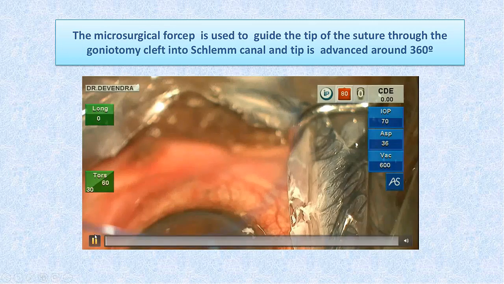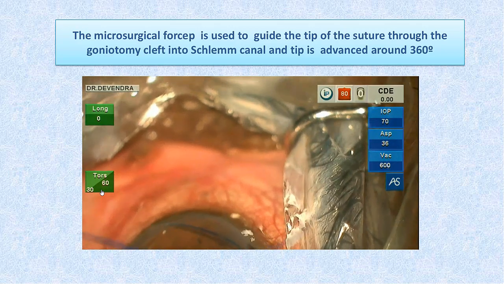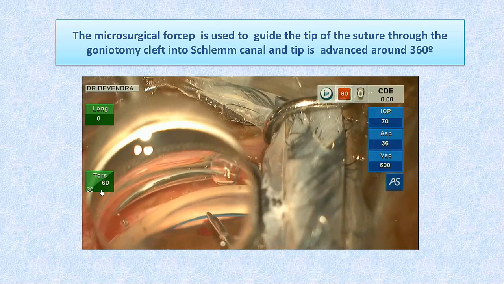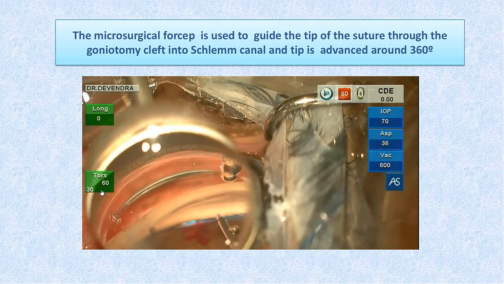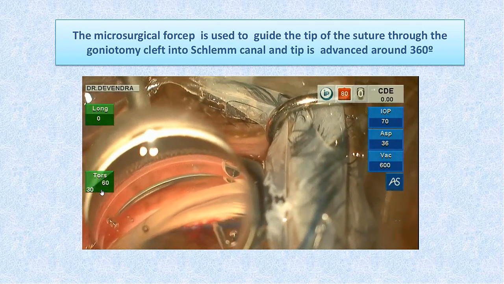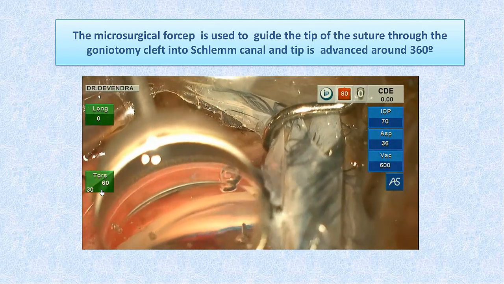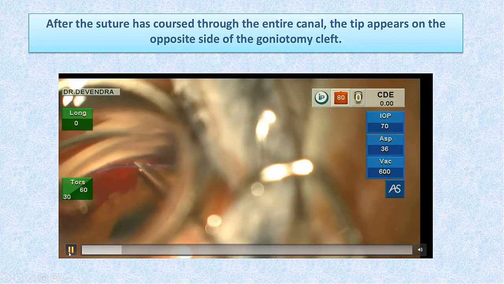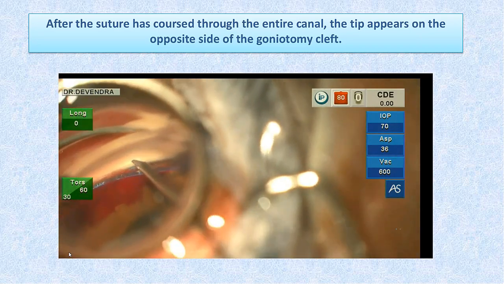Then the microsurgical forceps is used to guide the tip of the suture through the goniotomy cleft into Schlemm's canal, and then the tip is advanced around 360 degrees. A minimum of 20 to 25 strokes are needed for a complete pass. After the suture has coursed the entire canal, the tip appears on the opposite side of the goniotomy cleft.